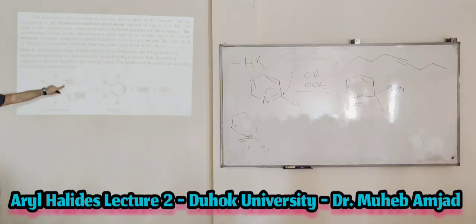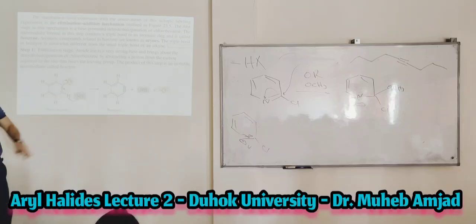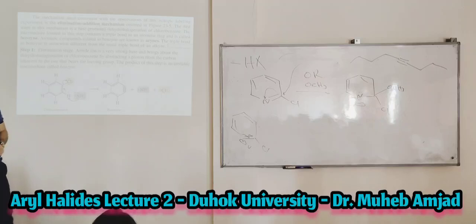So you have this leaving group. How many neighboring carbons do you have? This neighboring carbon, and this one, two neighboring carbons. The NH2 may remove this proton or this proton. No difference, you can remove either one. Why no difference? Because here we don't have any substituent.